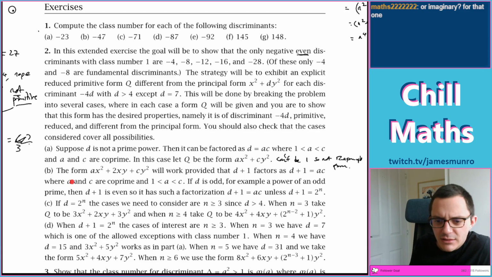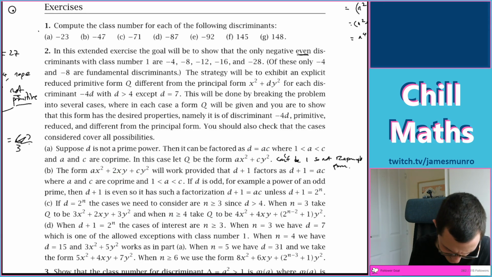Okay, b. The form will work provided that b squared plus 1 divides d plus 1, because you go b squared minus 4ac, so the discriminant, where a and c are coprime. Okay, this is pretty strong. You also need that a and c are coprime. You don't need them to be larger than 2 for this one for it to be reduced. A and c are coprime.